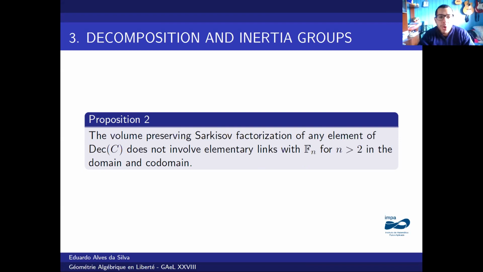And also, what I was able to show when I was factorizing these maps is that the volume preserving Sarkisov factorization of an element of this group does not involve elementary links with Fn for n greater than 2 in the domain and codomain. Since this standard Sarkisov decomposition is volume preserving, this means that the possible Hirzebruch surfaces, together with the strict transform of C, are Calabi-Yau pairs. And using this condition and comparing some intersection numbers, we are able to show this proposition.